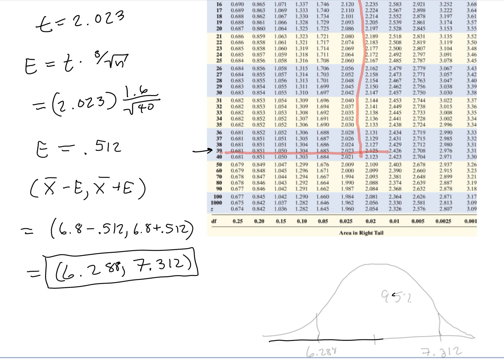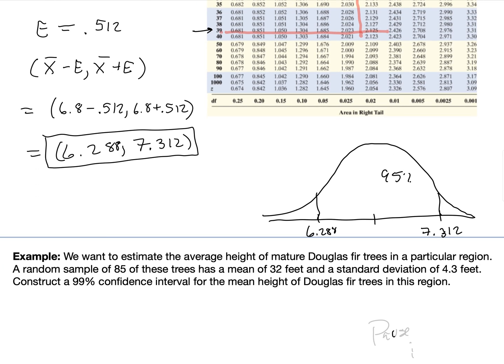And again, what that's saying is that if we took the sample mean many times for different samples of size 40, then 95% of them would fall within this interval from 6.288 to 7.312. So in that sense, we have this confidence level of 95% that the true sample mean of the lifespan of these laptop computers is between about 6.3 years and 7.3 years.